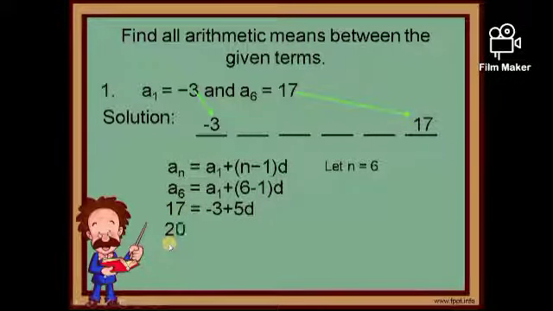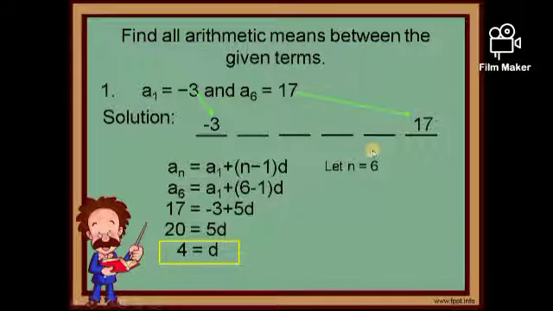17 plus 3 becomes 20. Negative 3 plus 3 is 0. Bring down 5d. Now, divide both sides by 5. 20 divided by 5 is 4, equals 5d divided by 5, which is just d. Therefore, the common difference of this arithmetic sequence is positive 4.